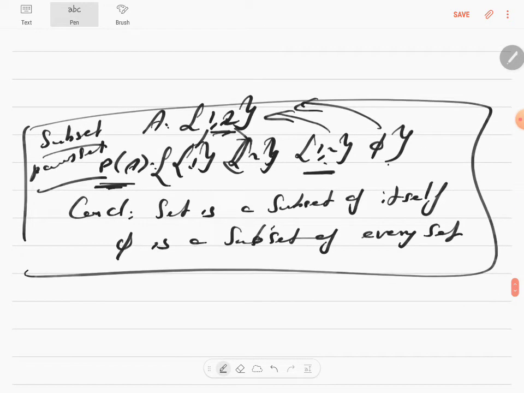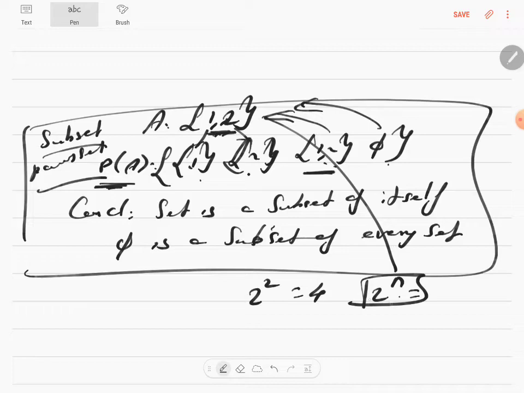And the formula for n of P of A, listen: you had 2 elements, and you have 4 subsets. It's 2 to the power 2, so 4. If n is the number of elements in a set, then 2 to the power n is the number of subsets. This is the formula for subsets. Are you clear? Yes, ma'am.